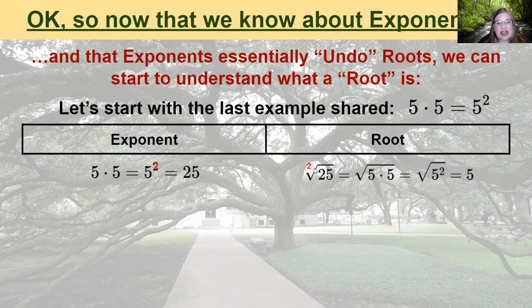And what I want you to understand is that when we have a square root and you don't see a number here, we know that there's an invisible 2 there, which is what makes it a square root. That's kind of the default, okay?